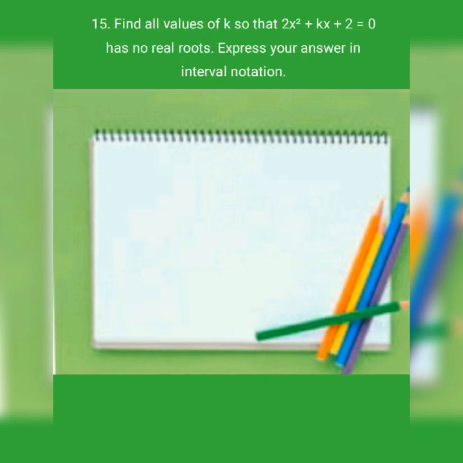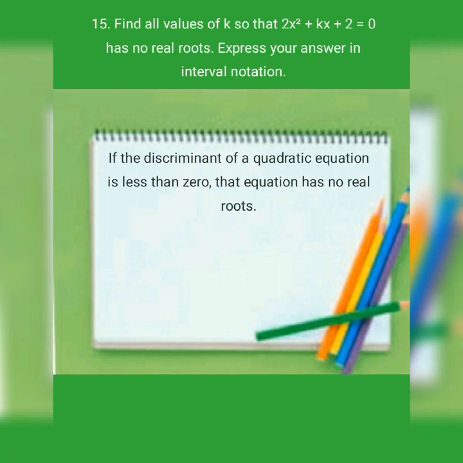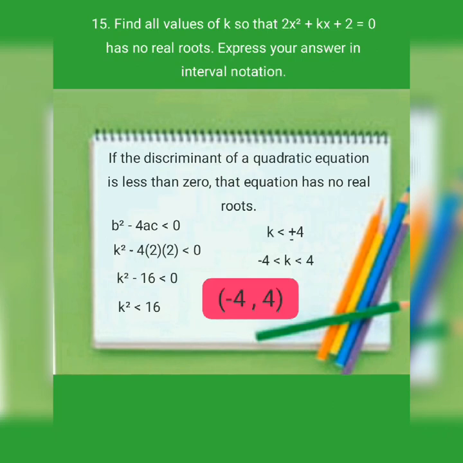Find all values of k so that 2x squared plus kx plus 2 is equal to 0 has no real roots. Express your answer in interval notation. If the discriminant of a quadratic equation is less than 0, that equation has no real roots. This is represented by b squared minus 4ac is less than 0. By substitution, k squared minus 4 times 2 times 2 is less than 0. So k squared minus 16 is less than 0. Therefore, the values of k are less than 4 but greater than negative 4.